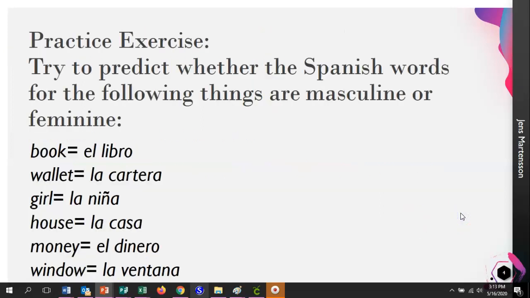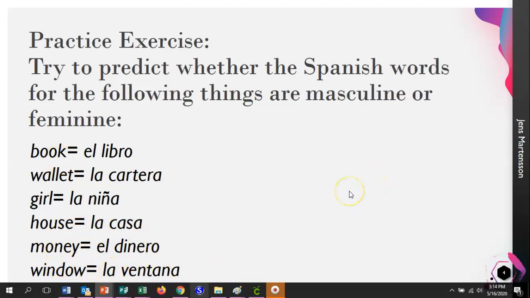So I've got a couple of practice exercises for you. You are welcome to pause this video so that you can get a chance to write down some of your answers. The book translated is el libro, wallet is la cartera, girl is la niña, house, la casa, money, el dinero, window, la ventana. And remember, these are all nouns.